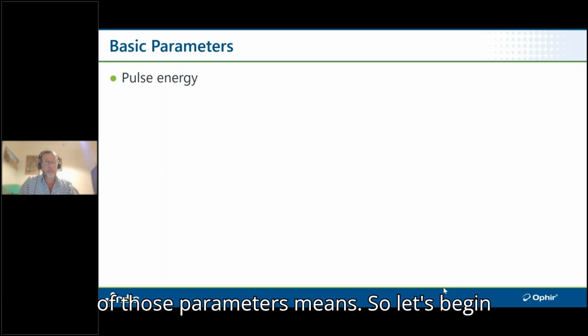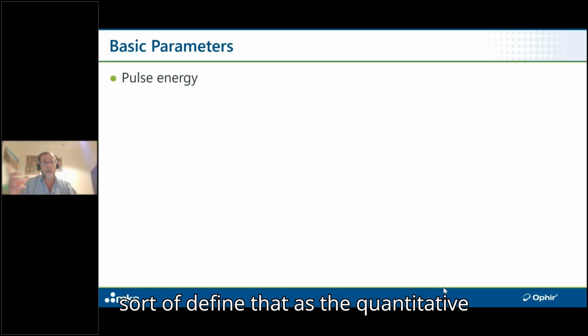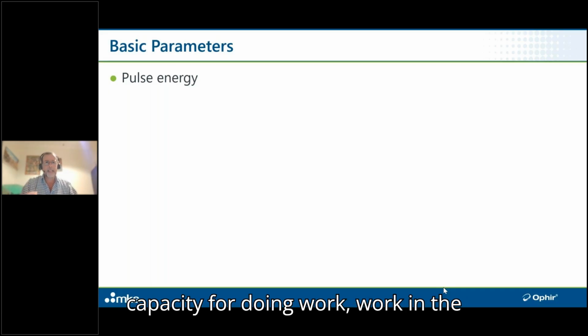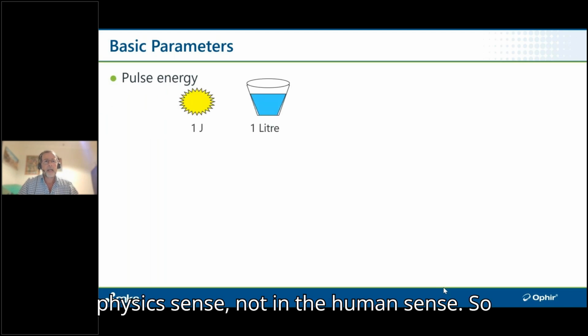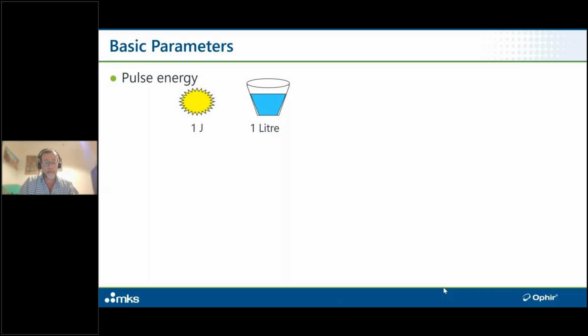A joule is the energy that you need to raise the temperature of about a quarter of a gram of water by 1 degree Celsius. So it's a quantity of capacity to do work. You can think of an image of a container containing a certain quantity of fluid.